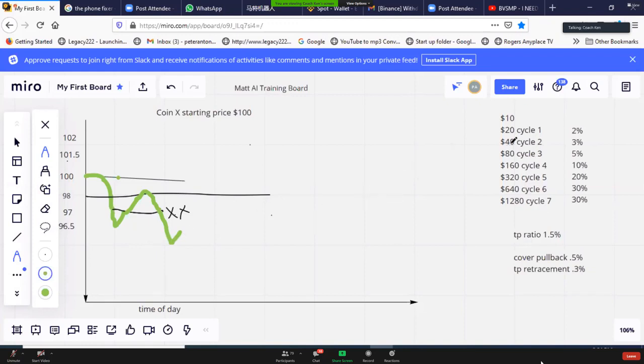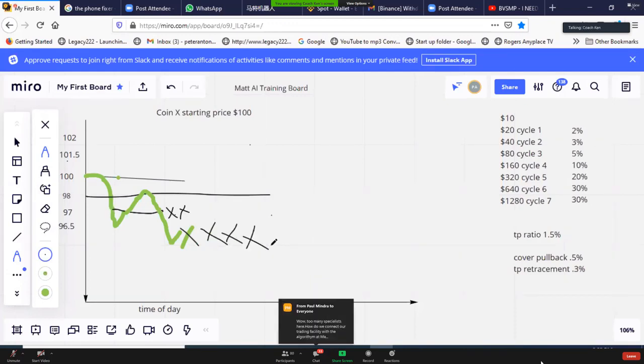And then what are you going to do with cycle number 2? You're going to buy four positions there. So you would take 1, 2, 3, 4 positions. These are all $10 positions, okay? So now you have 1 position at $100, you have 2 positions at $97, and you have 4 positions at whatever this price point is, maybe 94.5.